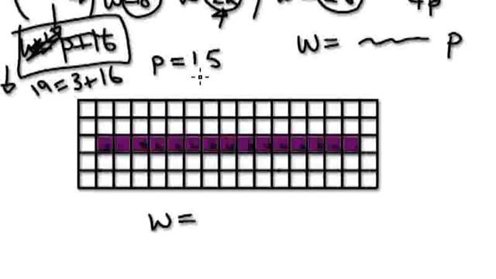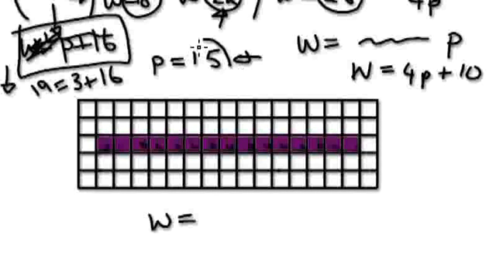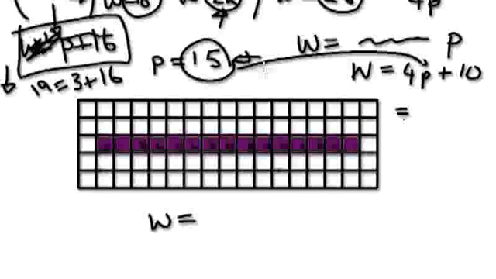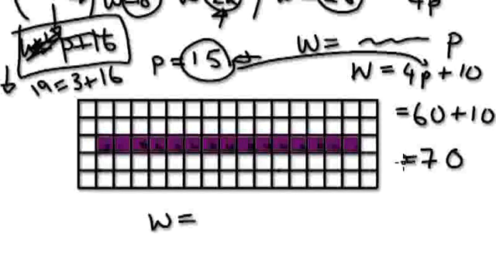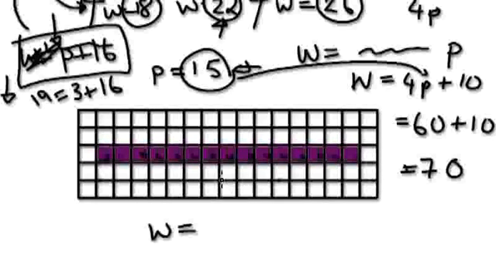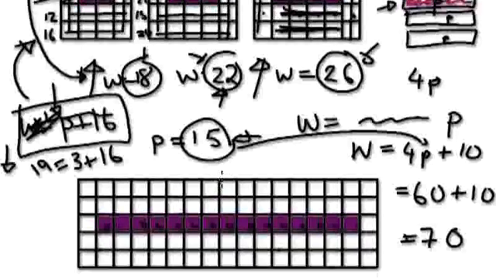Now, the beauty of the formula is that once you have a formula, you can jump to something like this when P is really large. Let's say 15 here. Our formula is W equals 4P plus 10. Now put the 15 into the P. That would be 60 plus 10, and then there should be 70 white tiles.